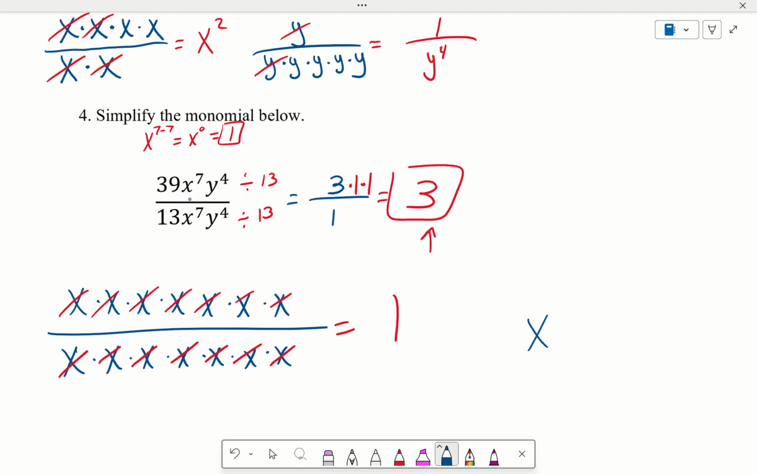If you recall also, though, x to the power of 0 is also 1. Anything to the power of 0 is 1. So however you want to think about this problem, x to the power of 7 divided by x to the power of 7 is 1. Same thing with the y's. Y to the power of 4 divided by y to the power of 4 is also 1. So 3 times 1 is 3, divided by 1 is also 3. So we end up with an answer of just 3 on number 4.